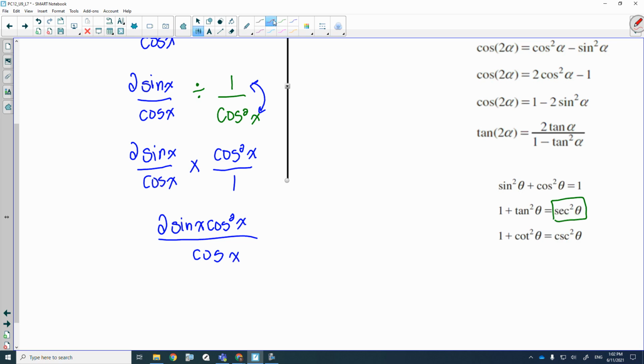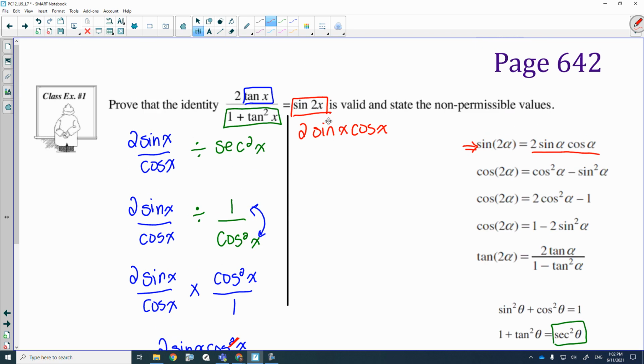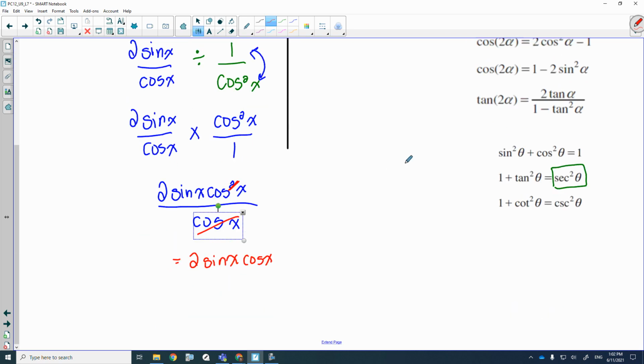And then I could cancel out this cos of x. There's 2 cos of x's in the numerator, so I'm going to cancel one of those. And what I am left with is 2 sine of x cos of x. And if you look, that is exactly what we had reduced the right-hand side to, 2 sine of x cos of x. So I've just proven my identity because the left side of the equation is equal to the right side. So that would be my proof.